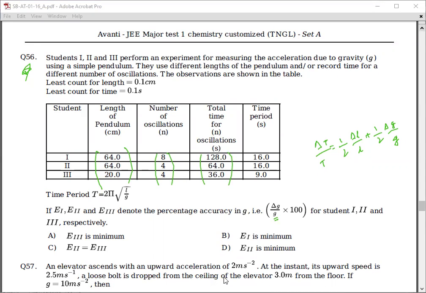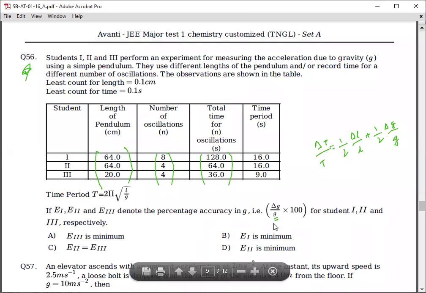ना यहाँ पे थोड़ा सोचना है, सोचो एक बार. Delta T by T is equal to half delta L by L plus half delta G by G, right? But यहाँ पे एरर तुमको निकालना किसमें है? T में कि G में? Tell me guys. You have to find the error in T or G.